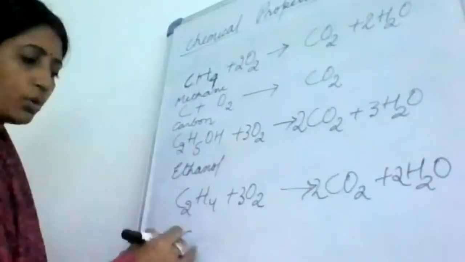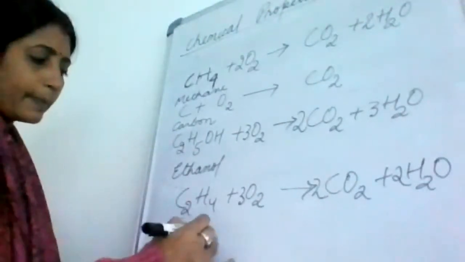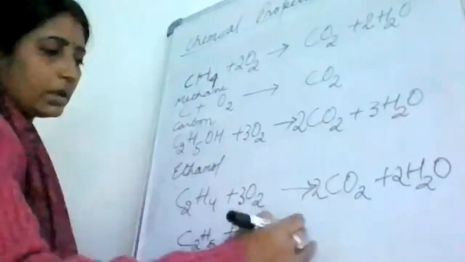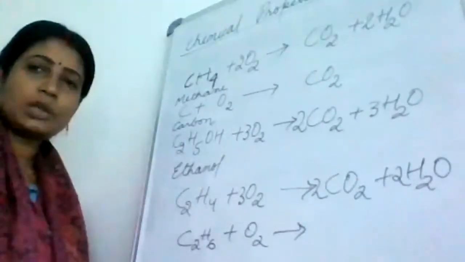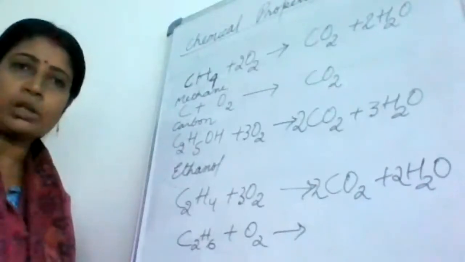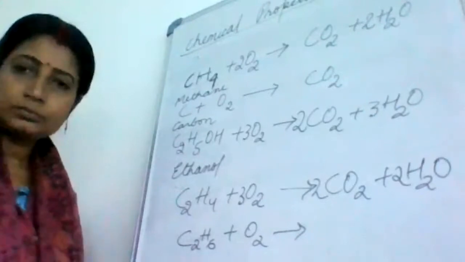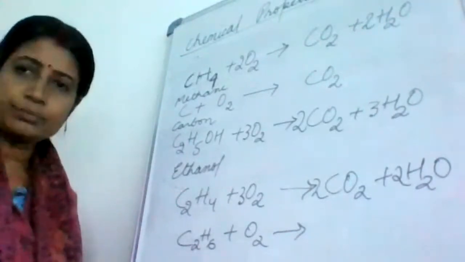Suppose I write one more. C2H6 plus O2. What you will get? Write down the product in the balanced form. Quickly, all of you.